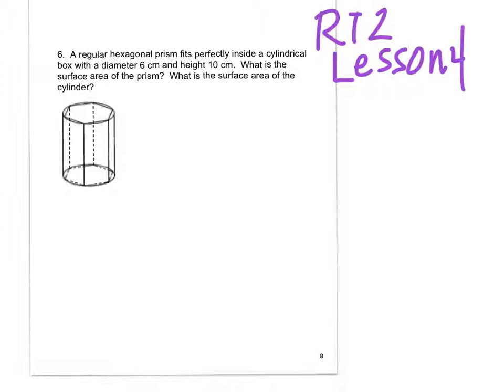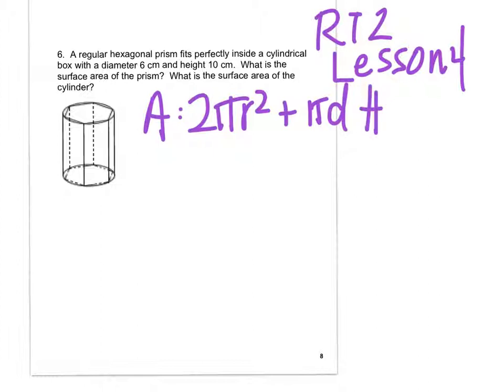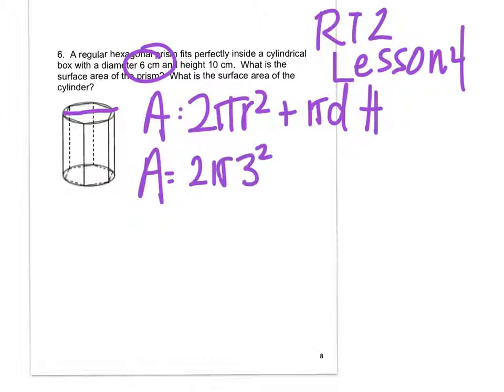And I know the surface area of a cylinder is 2 circles, plus the lateral area of the cylinder, which will be pi times diameter times height. In the problem it tells me the diameter is 6, so that all the way across is 6. We can go back and fill in some values. I know that 2 times pi times 3 squared will give me the 2 circles, and pi times 6 times 10 will give me the lateral area of the cylinder.